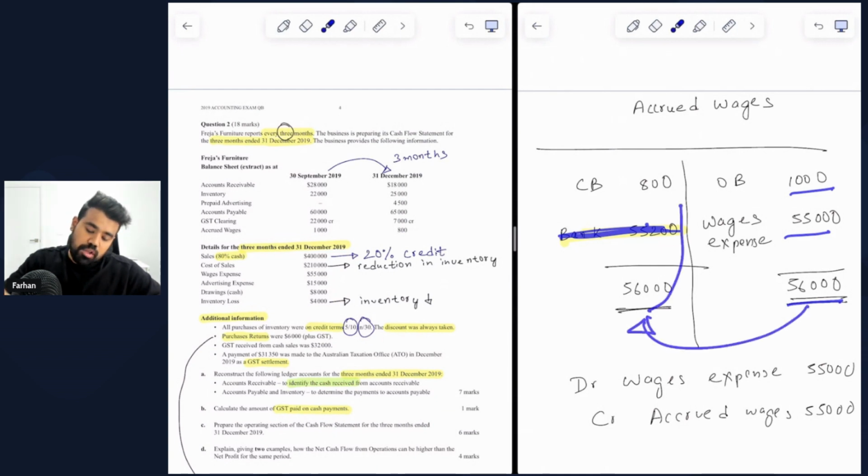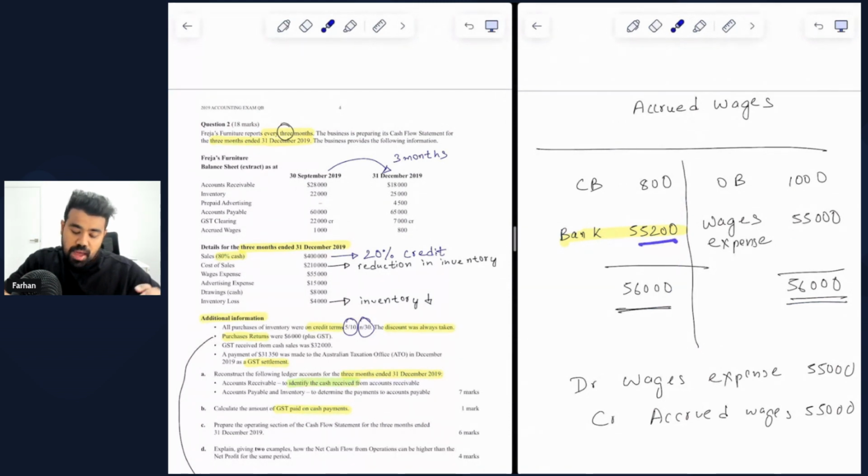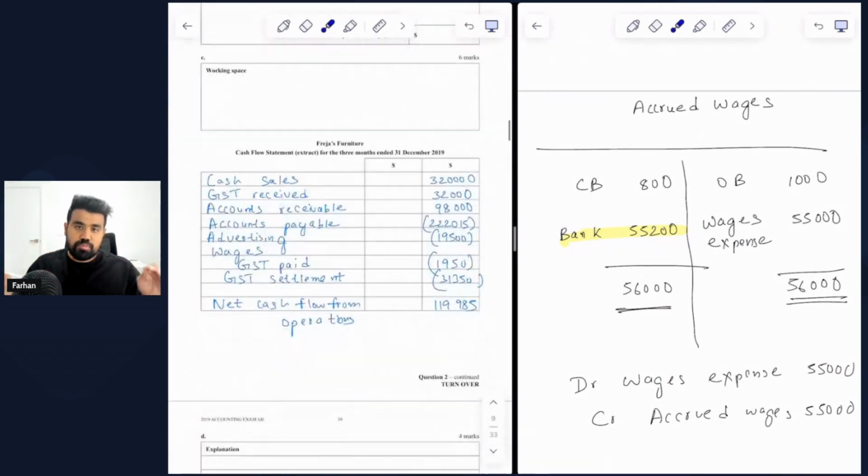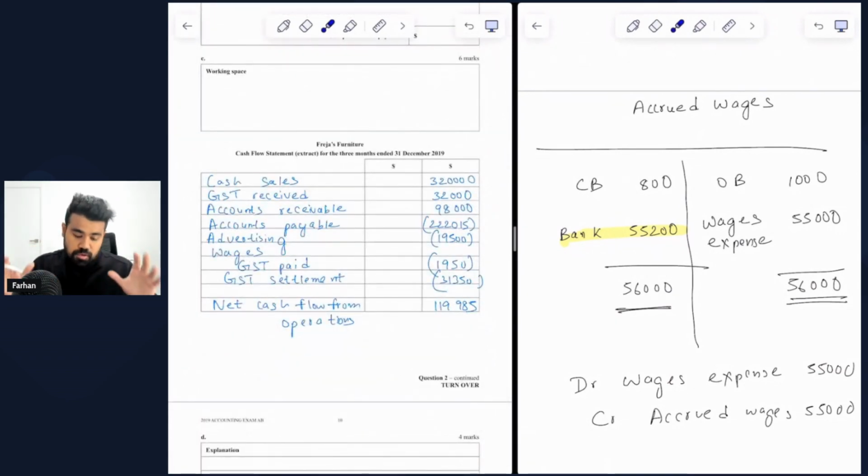And once you subtract the closing balance, what we are left with is $55,200. And I'm writing bank here because this refers to the payment that we have actually made in cash for the wages to our staff. So going back to the cash flow statement, the cash flow statement should basically only have cash inflows and outflows, nothing else, just to simplify it. So that should be 55,200 within brackets, which refers to an outflow because this is wages that we have paid from a bank account to our employees.